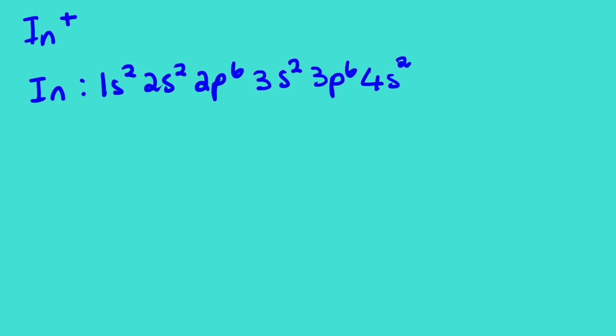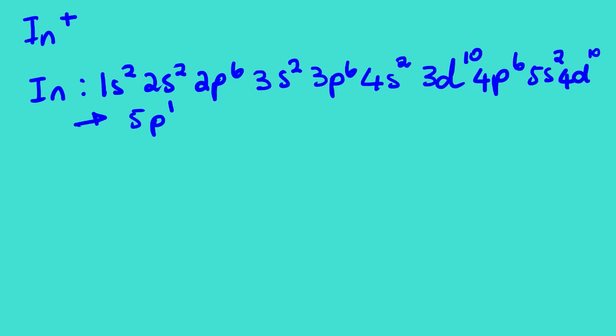4s2, 3d10. We have 30 now. And then from 3d10 we go to 4p6, which is 36. Then from 4p we have 5s2, 4d10. I'm running out of space here, I'll just come here. And then after 4d10 we have 5p1. Just to verify the number of electrons. Yes, it is 49.